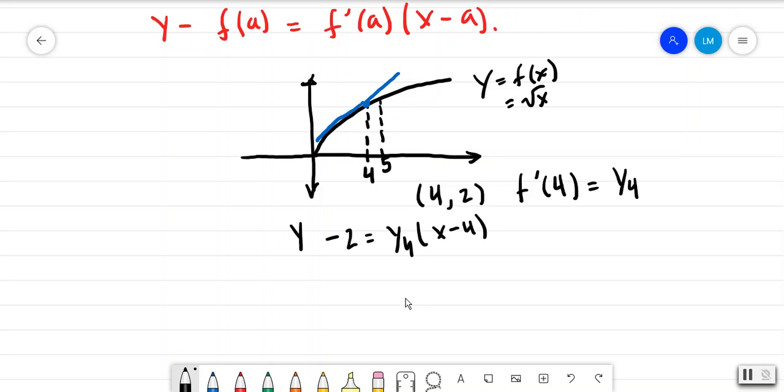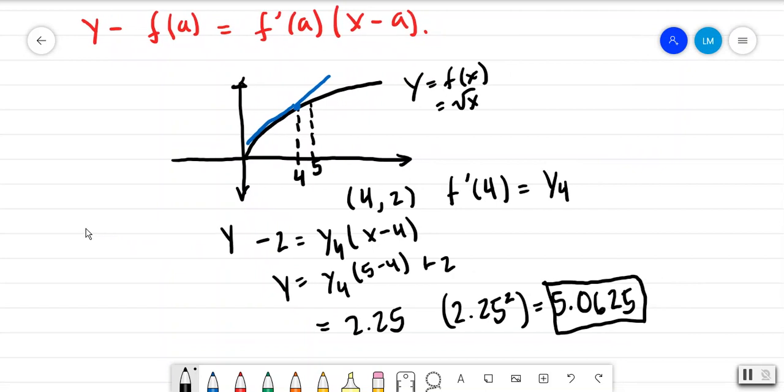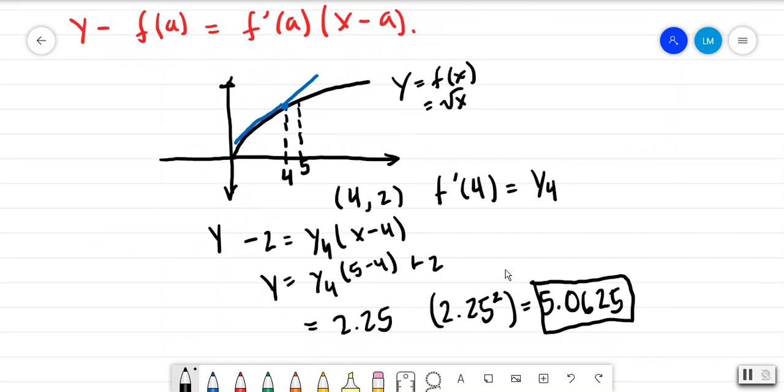Now, notice that if you use x as 5, then you're trying to say that the square root of 5 is going to be as follows. y equals 1/4 times 5 minus 4, plus 2. But that equals 2.25. Now, if you square 2.25 in your calculator, you're going to get 5.0625. This is not a perfect estimate, nor was it implied that it was going to be, but it's close.